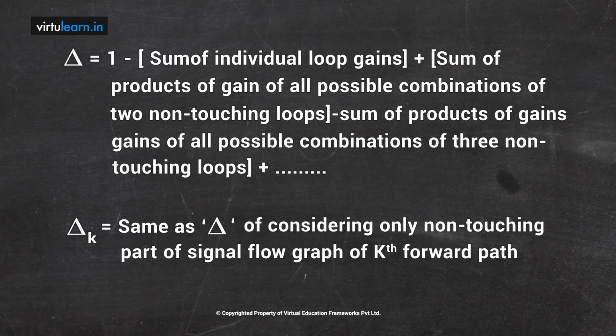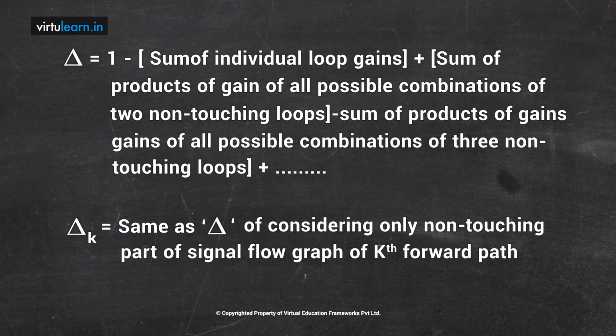What is delta k? Delta k is also a delta, but it is not for the entire graph. It is for the graph after eliminating all the nodes of the kth forward path. For example, in a given signal flow graph there are 5 nodes x1, x2, x3, x4, x5. If one forward path takes all the nodes, then after removing all the nodes no graph exists, which means that particular delta is equal to 1.